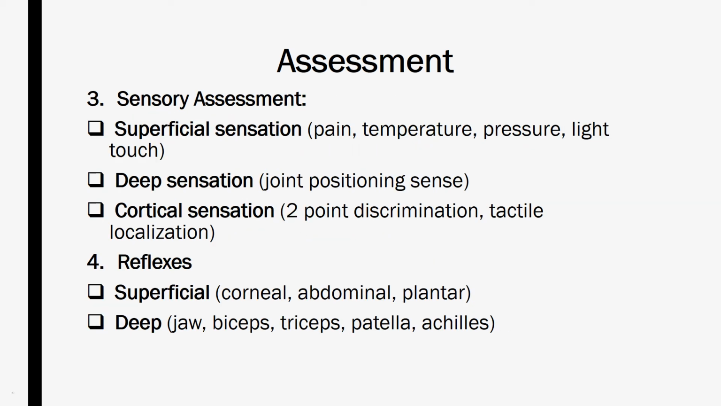In examination after vital signs and motor assessment, third is sensory assessment. This includes superficial sensation in which pain, temperature, pressure and light touch are examined. Second, deep sensation includes joint position sense. Third, cortical sensation like tactile localization or 2-point discrimination. Number 4th is reflexes. There are two types of reflexes, superficial and deep. In superficial, this includes corneal, abdominal or plantar. Deep includes jaw, biceps, triceps, patella or Achilles.